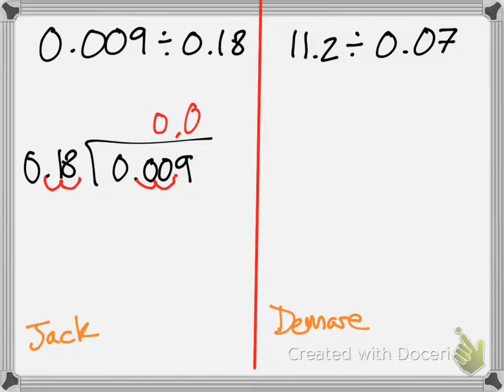Nope, you put a decimal. Oh, I don't put a decimal, I put the 0. Yeah, sure. 0, and then you add a decimal. Don't need the decimal, decimal's up here. But yeah, sorry. It's okay. And then, 90 divided by 18 equals 5. So yes, 0.05 or 5 hundredths. Perfect, Jack.